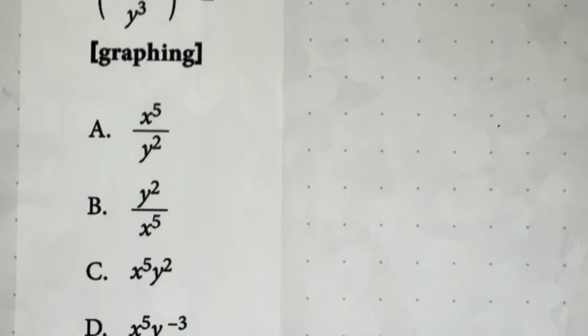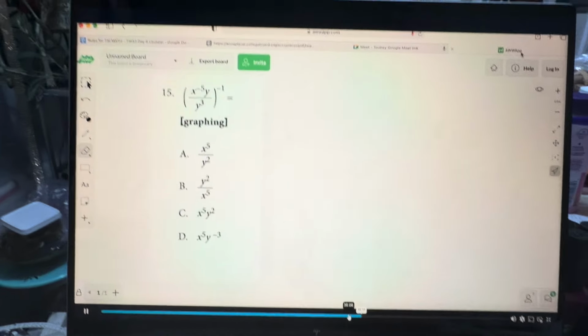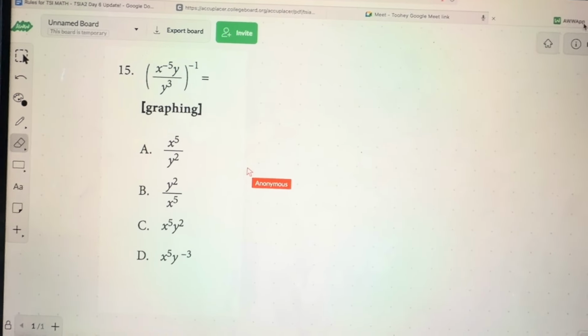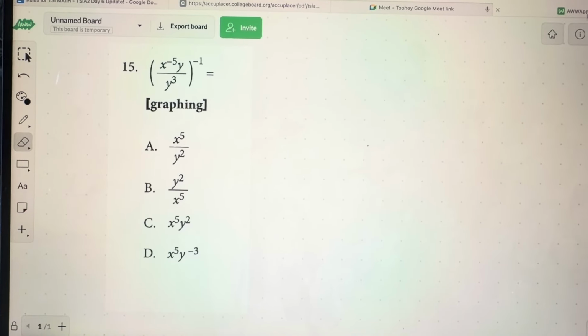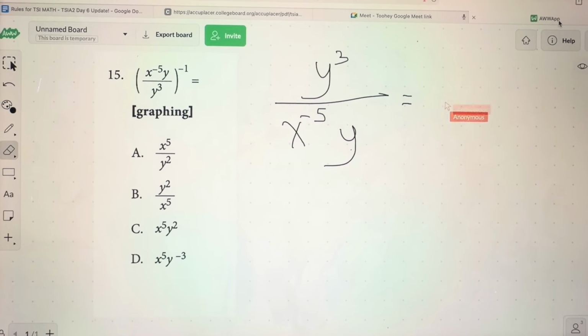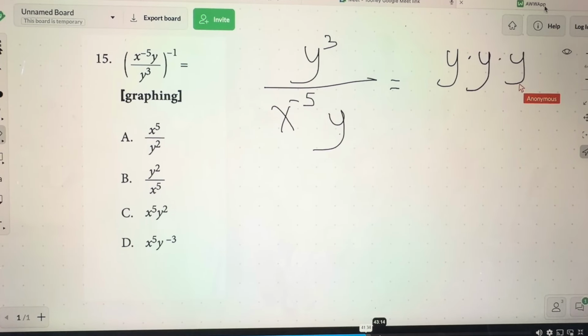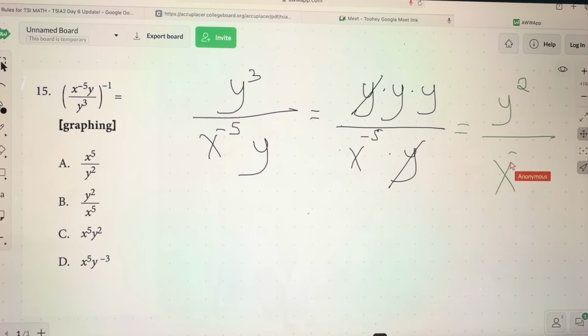So let's do that. I'm going to rewrite this with the numerator and denominator flipped. So this is the same as this expression of the question as y times y times y. Does that make sense, Francisco? x to the power of negative 5.